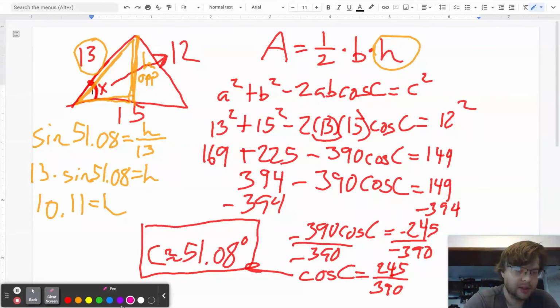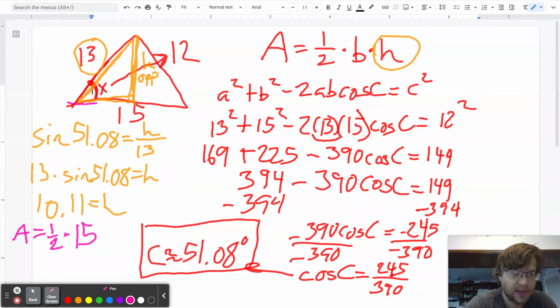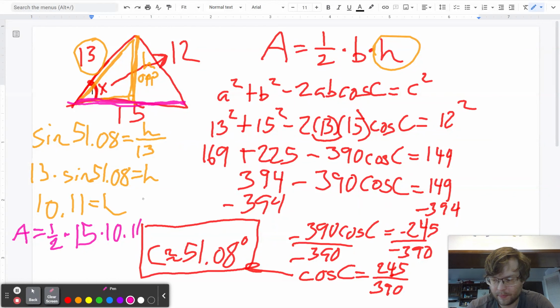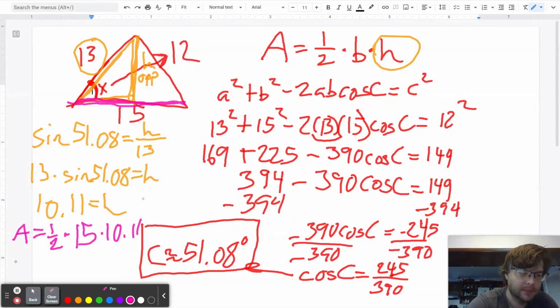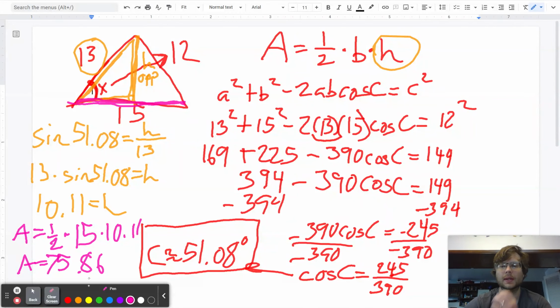So just to finish things up, my area then is 1/2 times the base, which is 15, because that's the side that goes perpendicular, goes at a right angle to the height, times 10.11. And I get 75-ish. 75.86.